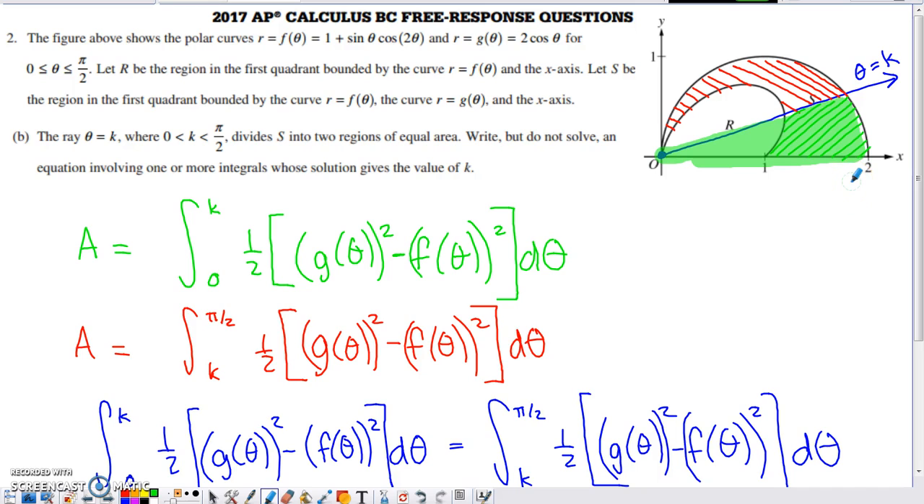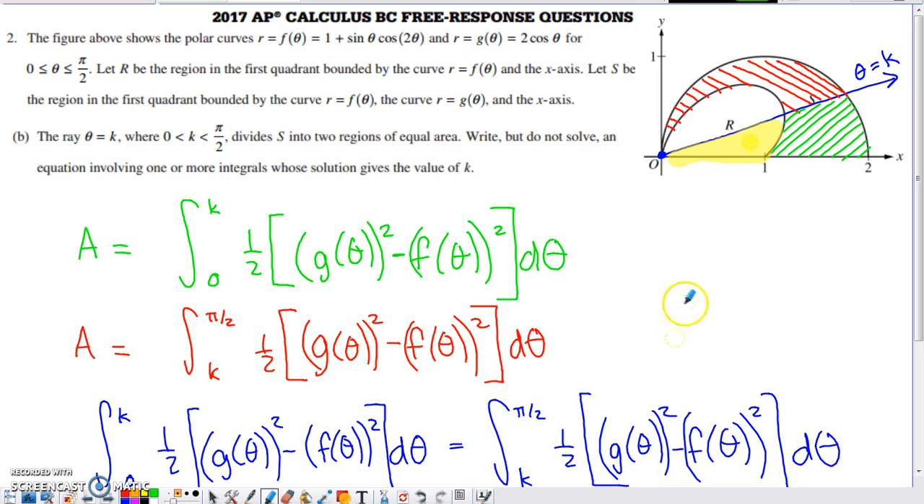Well, if we use an integral to add together a bunch of those wedges' areas, we're going to have 1/2 g of theta quantity squared d theta, limits of integration. Well, theta right here is 0 and theta right here is k. Well, I wouldn't want the area that I've highlighted in green here. I'd want to subtract something off of that. And what I would want to subtract off of that is the area that I'm now going to highlight in yellow right here. So that is a portion of region R.